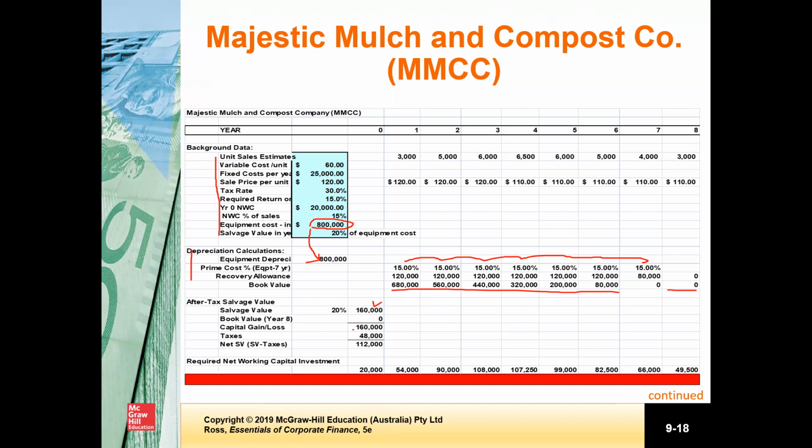So that entire 1,600, around 60,000, is your capital gain. So you pay taxes. So that's your net salvage value minus taxes. Okay. And your investment in net working capital. Your net working capital should be 15% of your sales. And an initial net working capital investment is 20,000. So that's your 20,000. And these are your net working capital requirements every year.